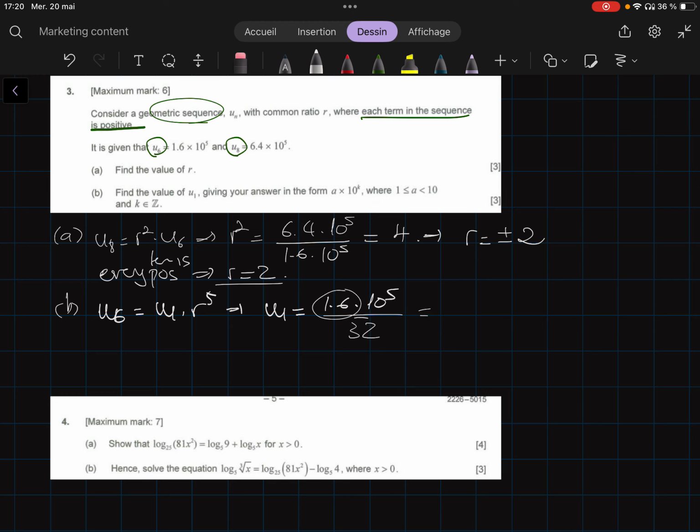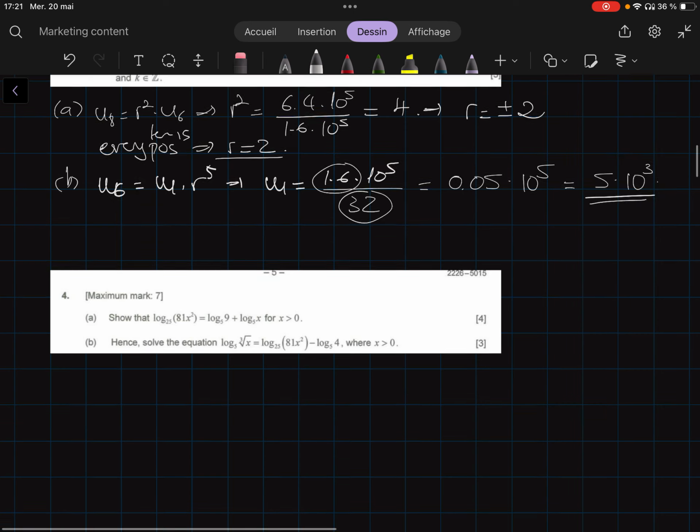1.6 divided by 32, this will get you 0.05 times 10 to the 5. Rewriting this in scientific notation, this will get you 5 times 10 to the power of 3. And this is the end of question 3.